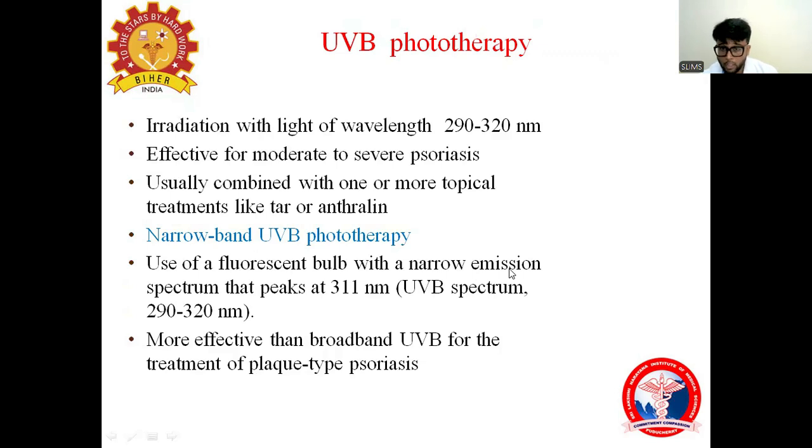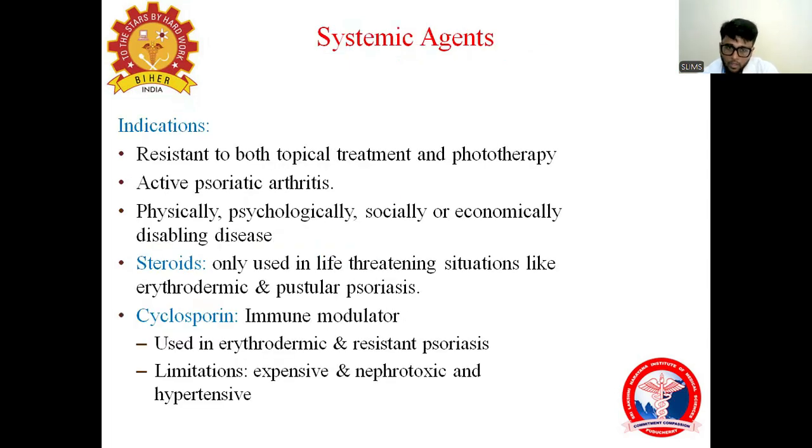Next comes the safest option, NB-UVB. It is very safe and can be used in pregnancy and children. It is effective for moderate and severe psoriasis and can be combined with any topical therapy. It uses a fluorescent bulb with a narrow emission at 311 nanometers, and is more effective than UVB for treatment of plaque psoriasis.